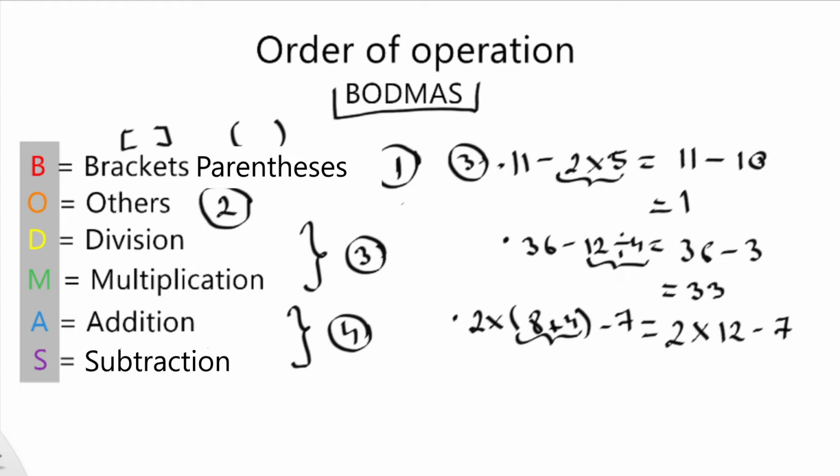Brackets, no. Others, no. Division or multiplication? Yes, we have multiplication here. 2 times 12, 24. Minus 7. This gives us 17. The last one. 36 minus 7 plus 4 times 4.